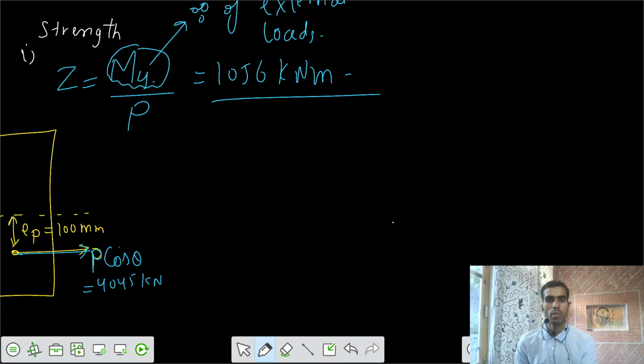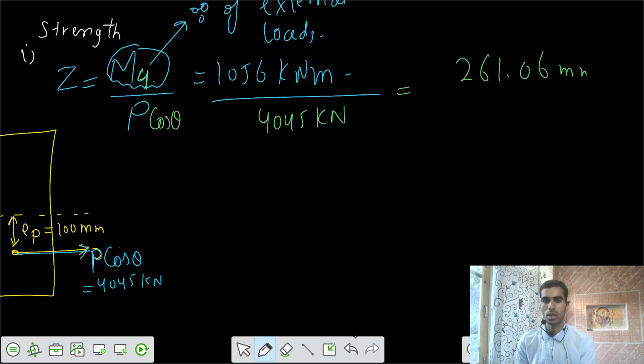The value of Z can be solved as M, the bending moment at the 4 meter section, divided by the P cos theta. I have to write here P cos theta. So that is 4045 kilonewton, and I can get the value of Z, which equals 261.06 millimeters, and we got this positive value. That means it's above the neutral axis.